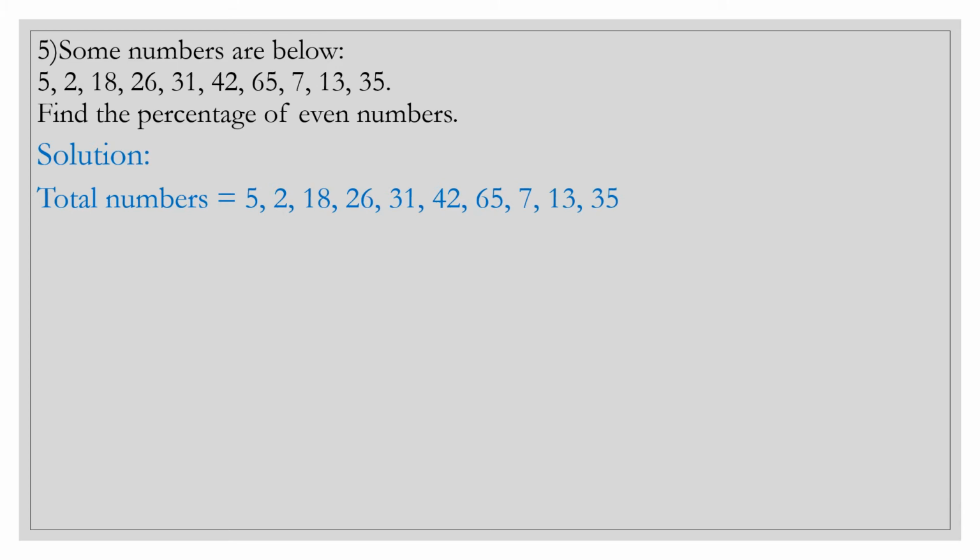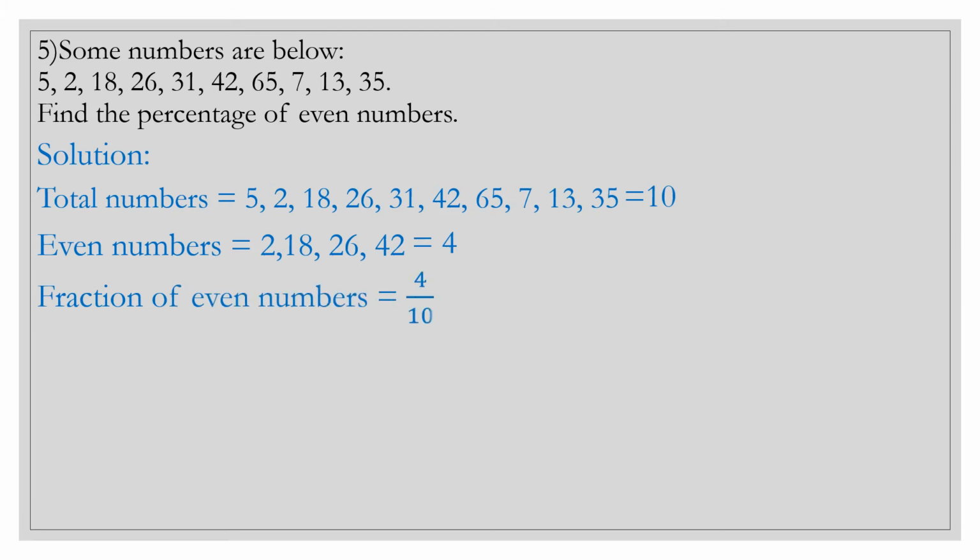And count all the numbers, which is equal to 10. Let's recall even numbers. Even numbers are those numbers which are multiples of 2. Now, from these numbers, identify all the even numbers. So the even numbers are 2, 18, 26 and 42. Now count all these numbers, which is equal to 4. So the fraction of even numbers is equal to 4 upon 10.